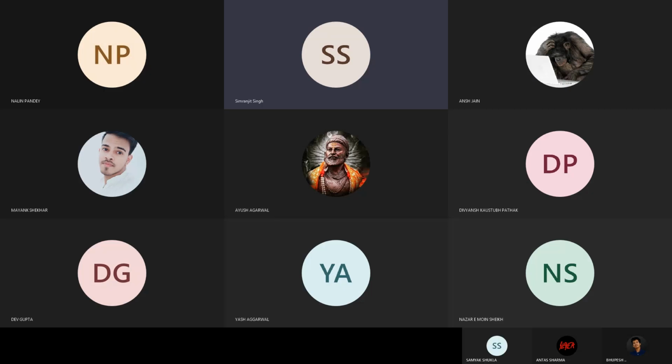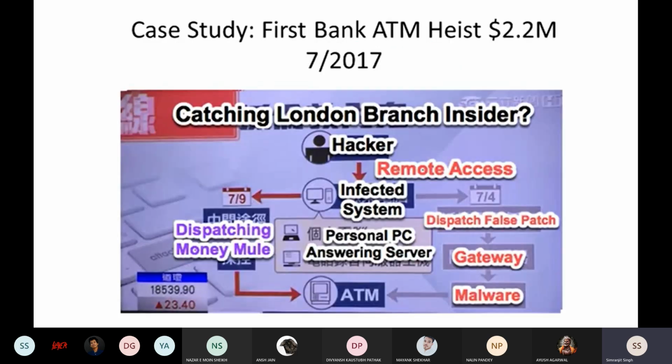So again, previously we studied a case study where I told you about an ATM heist that took a single use of a vulnerability: the ATM is not supposed to check which particular server a patch is coming from. If the ATM had the functionality to verify that the patch, in this case a false patch, is coming from a particular bank server, then it would not spit out money, and the hackers would not be able to get it.